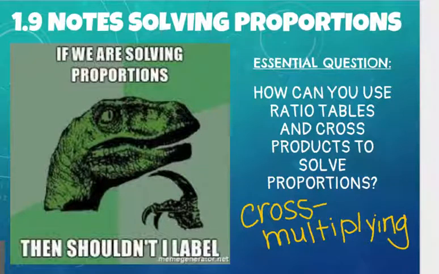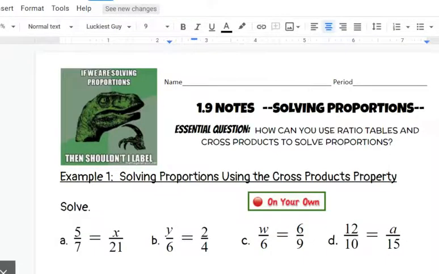If you would like to follow along, make sure that you're using the 1.9 notes that look like this, which can be found on your teacher's LMS page for today's date, which is September 8th. They will be the 1.9 notes for solving proportions, and they will look like this, with the dinosaur meme in the corner: if we're solving proportions, then shouldn't I label?